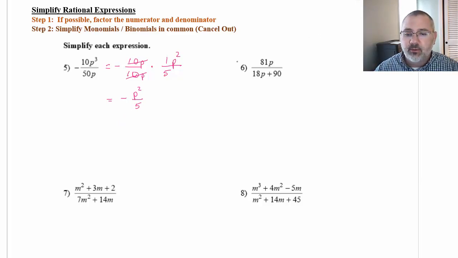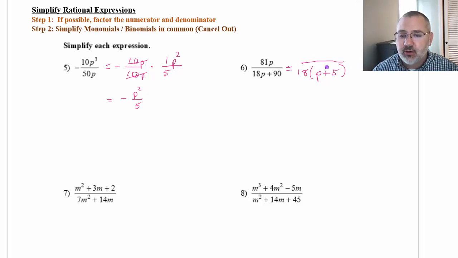So let's take a look at this second one. Here I have a monomial divided by a binomial. Anytime you have something other than a monomial, you have to make sure to factor as much as possible. So here we have a common factor of 18 that we can take out. Factor out 18, you're left with p plus 5.